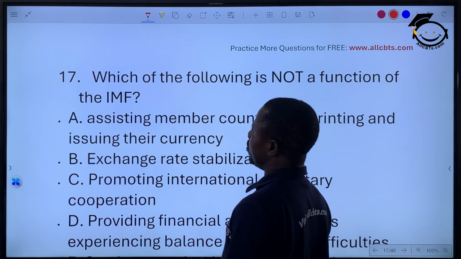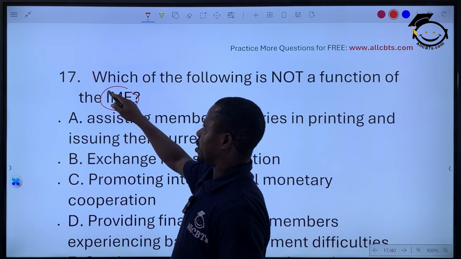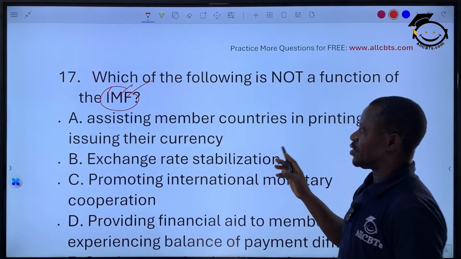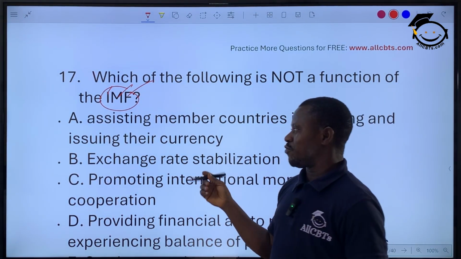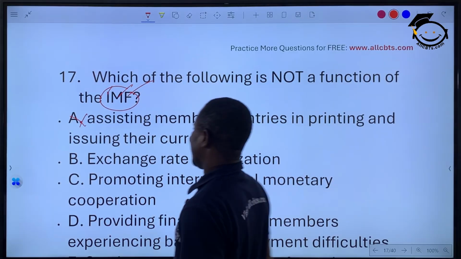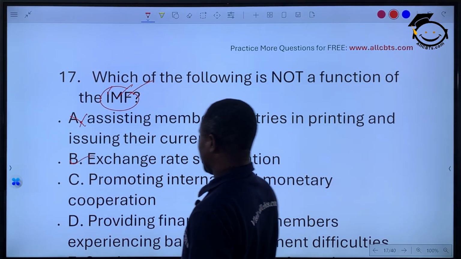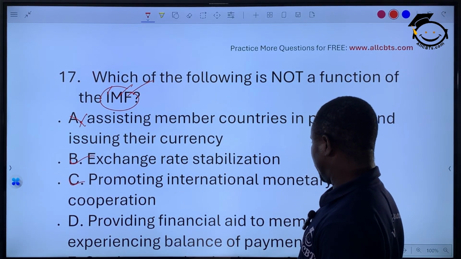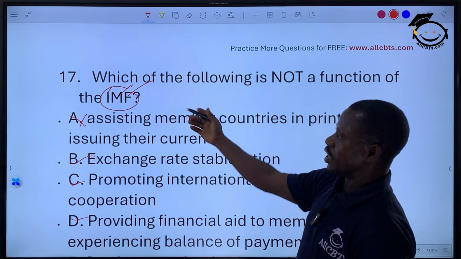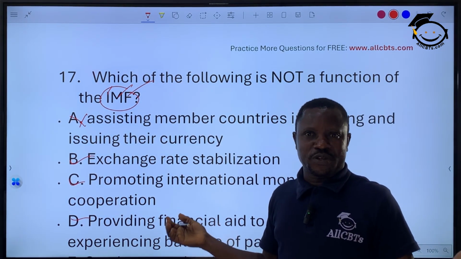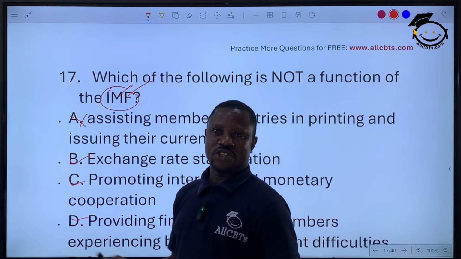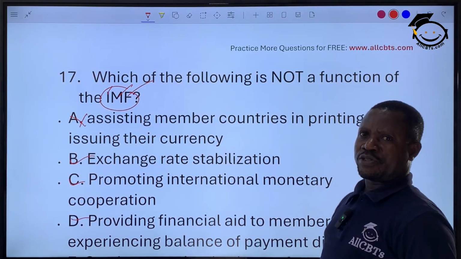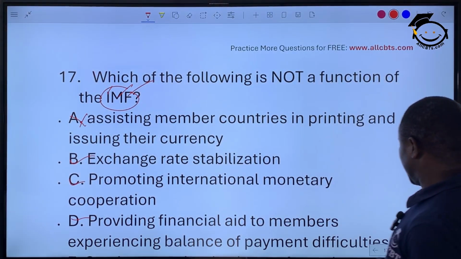Which of the following is not a function of IMF? What is IMF? International Monetary Fund. Assisting member countries in printing and issuing their currency? How? They have no business with that. Exchange rate stabilization, yes. Promoting international monetary cooperation, yes. Providing financial aid to them, yes. So the one they are not doing is helping countries to print their currency. They are not interested in that. It's not in their purview to do that. Different countries have different international contractors that print their currencies.